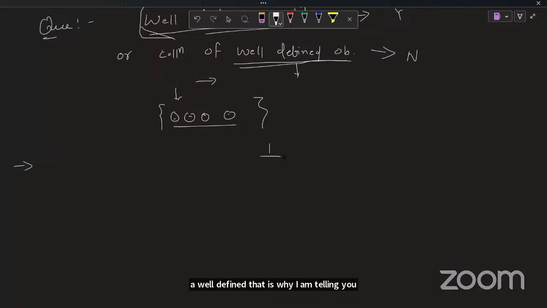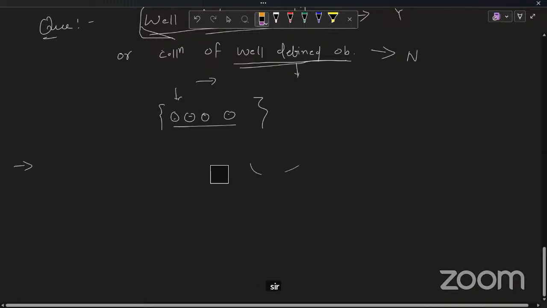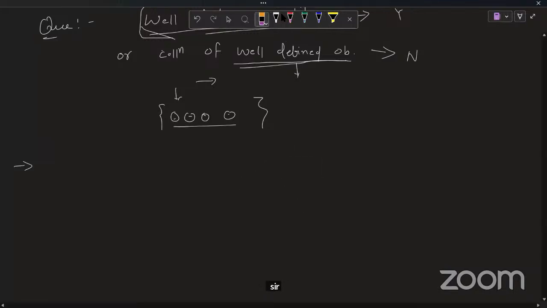Now, if I tell you 1 by 0, show me what it is. Can you say this thing is inside something? No, sir, this is not defined. But what about a fictional character? It is well defined because it is written in a book somewhere else. Okay, I got my point.